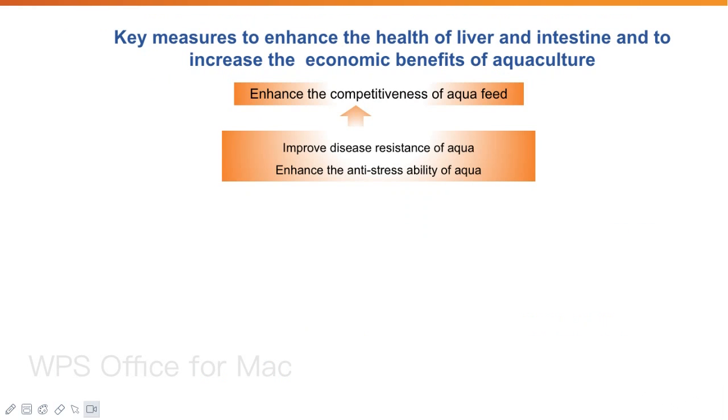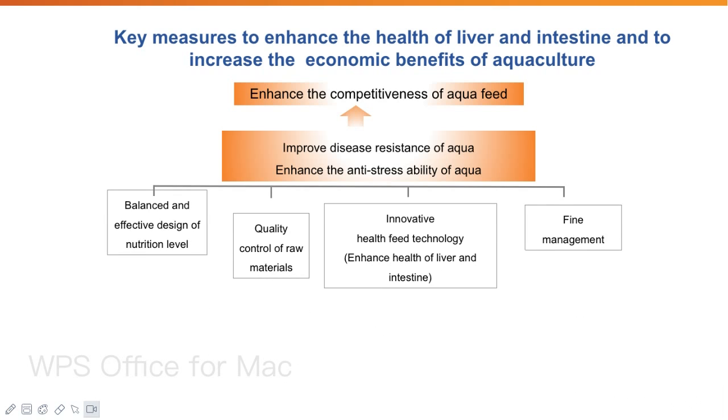From the above analysis of the influencing factors on the health of the liver and intestine, we can draw the following conclusion: in order to improve the competitiveness of aqua feed, we need to improve the disease resistance and anti-stress ability of the aqua animals while ensuring good production performance. We can work on the following aspects: design a balanced and effective nutritional level, control the quality of the raw materials, adopt innovative and healthy feed technology, and refined management.